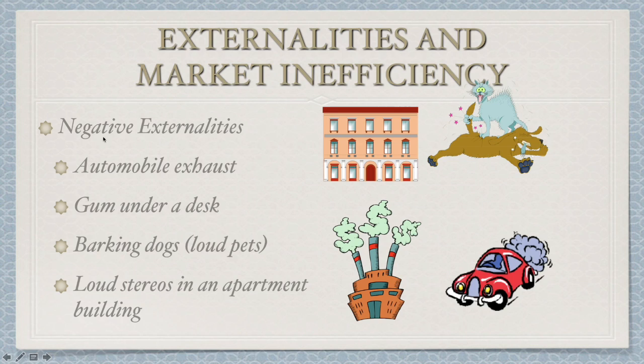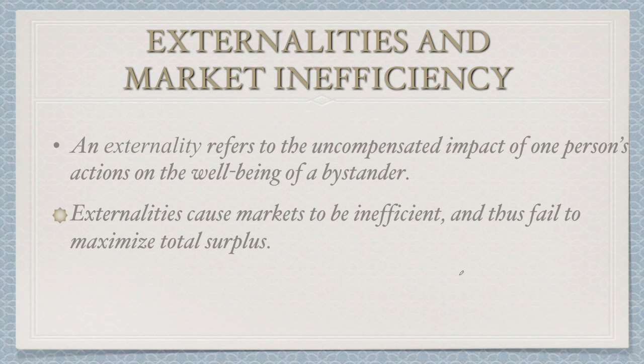An externality is simply when one person's actions affect the people around them. These could be either positive or negative. They generally tend to cause markets to be inefficient because people don't care too much about how their actions affect their bystanders, and they tend to underestimate the influence they're having on society as a whole. As a consequence, total surplus ends up not being maximized. Kind of like deadweight loss.